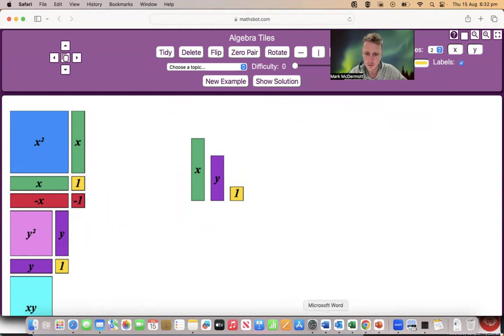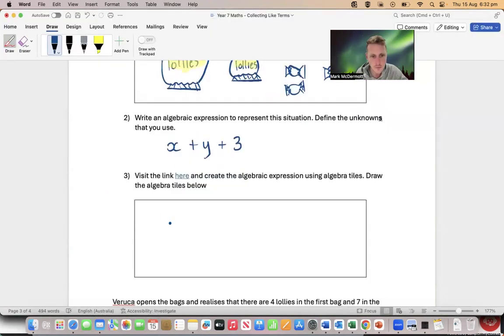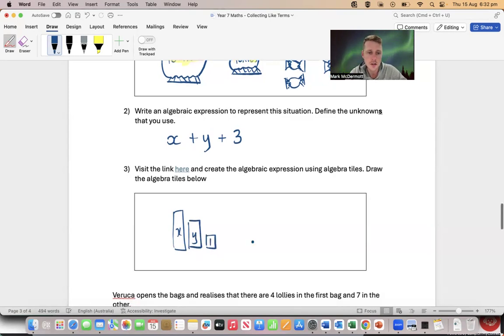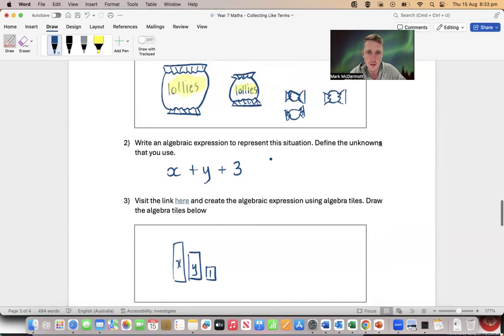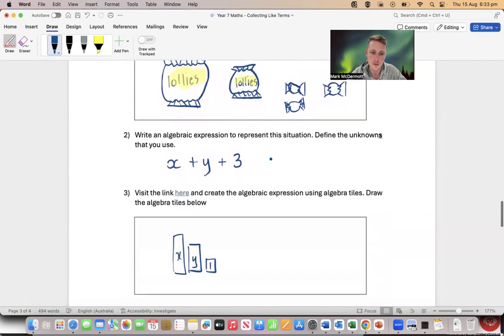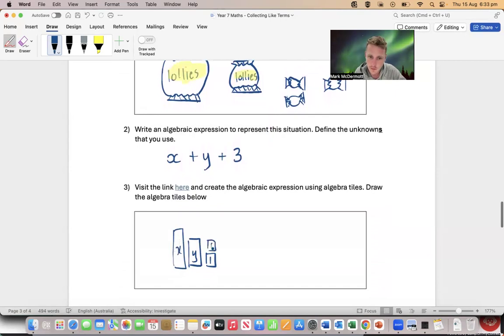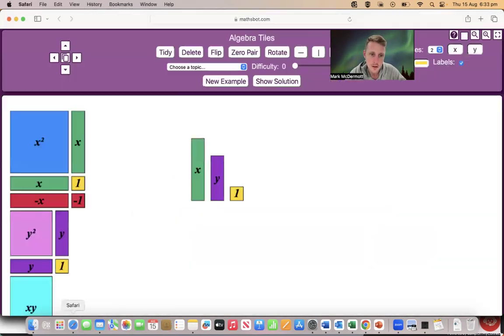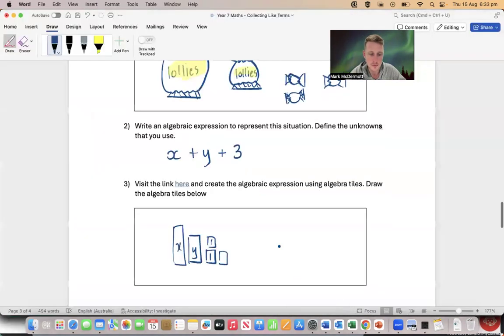So we go back here. X, and y has to be shown to be a different size. X plus y plus 1. You notice there's actually no like terms in this expression because none of the tiles are the same. So we can't do anything else. We have to leave it as x plus y plus 3. Oh, my bad. Plus 3. There was supposed to be 3 spare lollies. So let me fix it up quickly. So it should be like that. Okay, so it looks something like that.